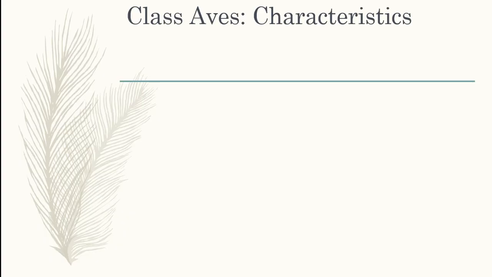Okay, so let's get started. We're going to look at the characteristics of birds. They belong in a class called aves. Aves, okay? So that means everything that has to do with the bird. So what makes something a bird? What are the criteria? So let's take a look.